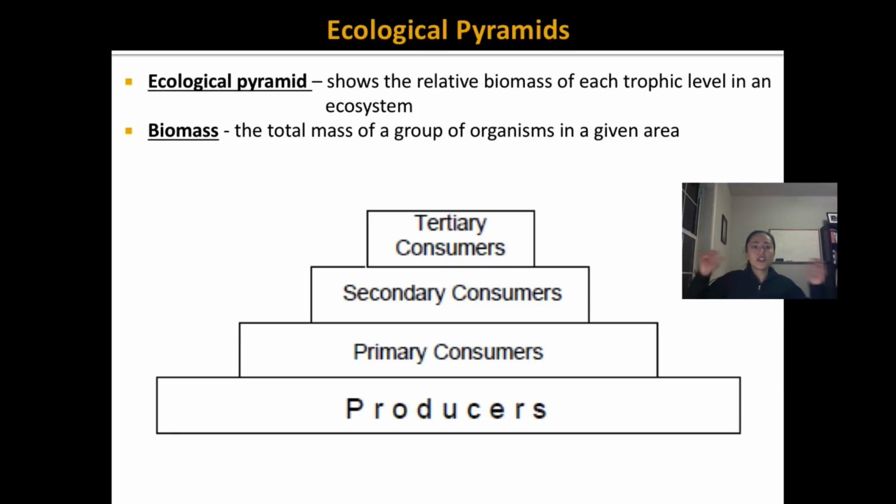So for example, let's just say I went to a certain forest and I went to this forest patch and I wanted to measure the biomass of the producers.